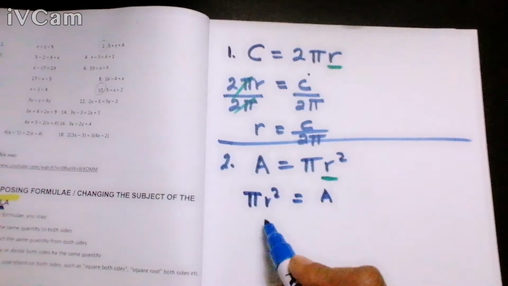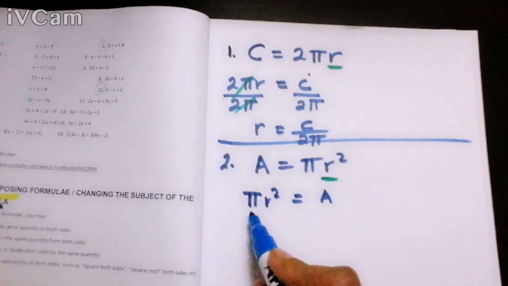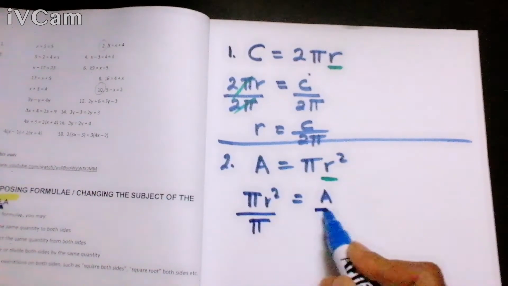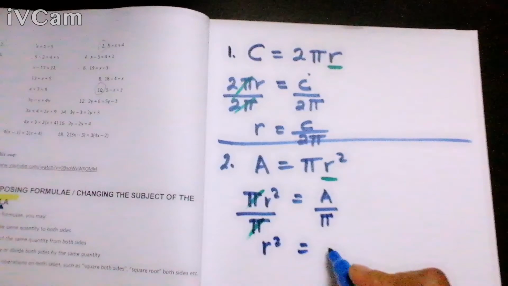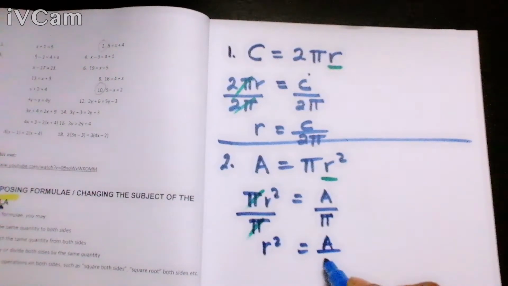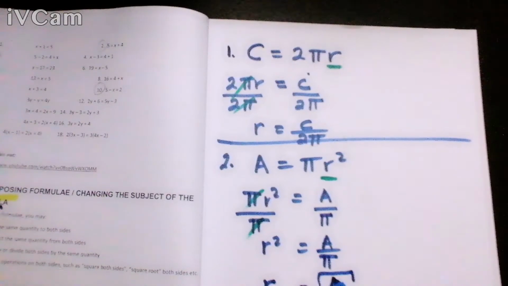And now I have to get rid of the pi, so divide both sides by pi, and the pi will cancel out here, and I have r squared is equal to a over pi. And now I have an r squared, and to make that r, to drop the square, you have to pick up a square root on the other side, which is the square root of a over pi. Now you may wonder what happened here. When you drop a square, you pick up a square root.